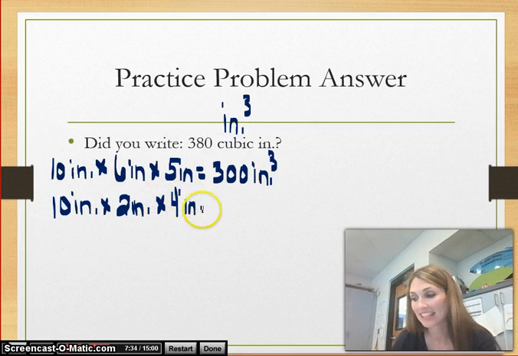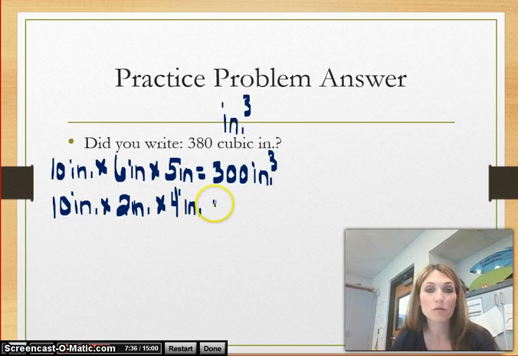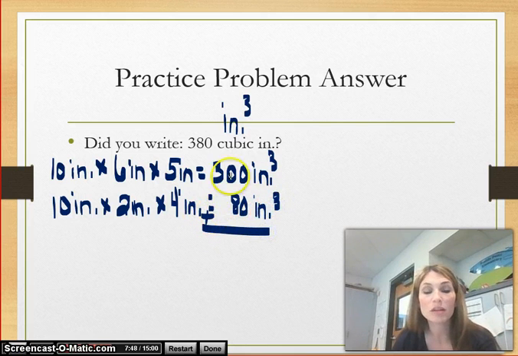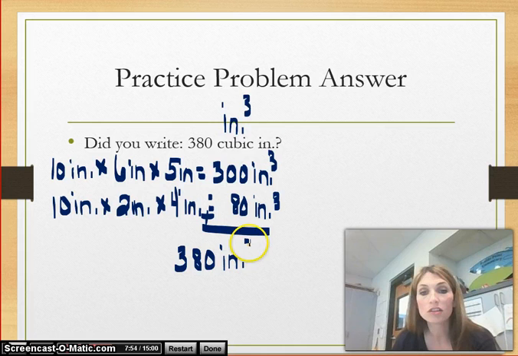Thank you. And a height of 4 inches. We multiply 10 times 2 inches is going to be 20 inches times 4. That's going to give us 80 inches cubed. Now remember, we have to add those together so we know the total volume. So we're going to get a total volume of 380 inches cubed, or we could write it as cubic inches. If you got that, good job.